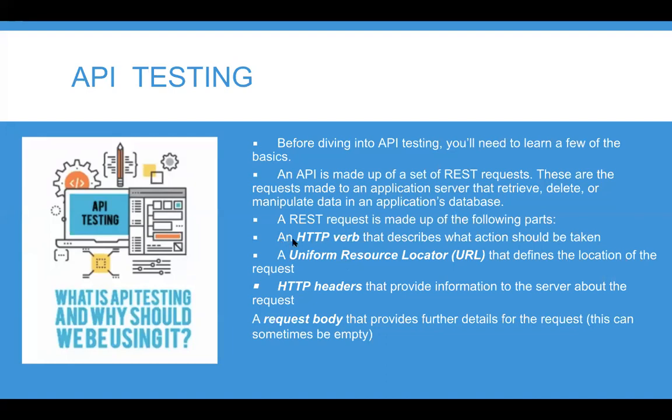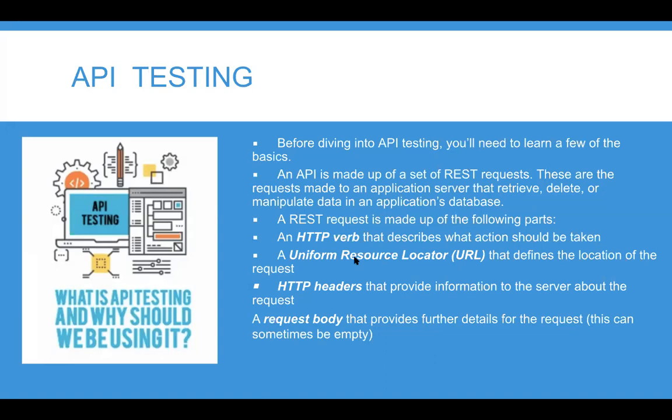So within that request, I'm just giving you the foundation now. Within that URL, the hidden URL, which is part of the API or the endpoint, is called the HTTP verb. We said that an API makes use of a network, the HTTP or HTTPS network. So there's an HTTP verb that describes what action should be taken. Now there's another thing called a uniform resource locator, URL, that defines the location of the request.